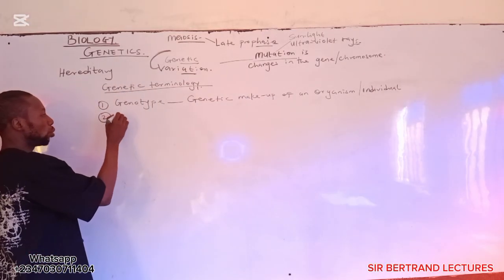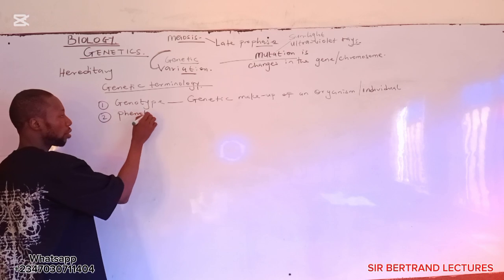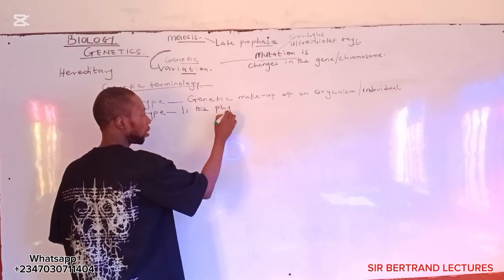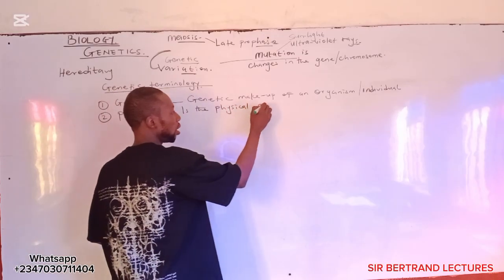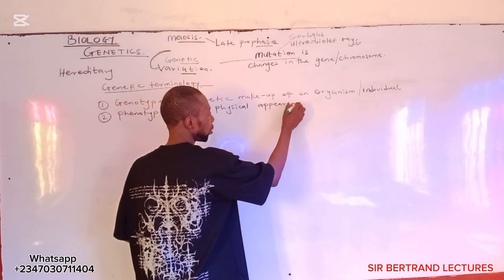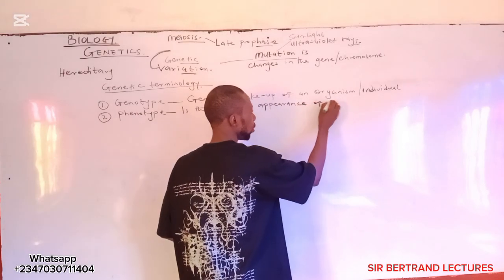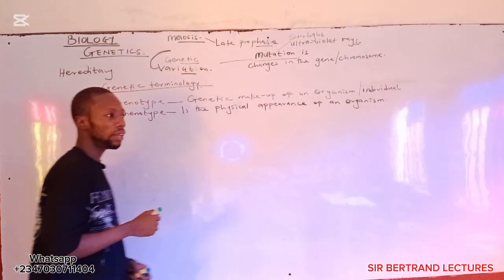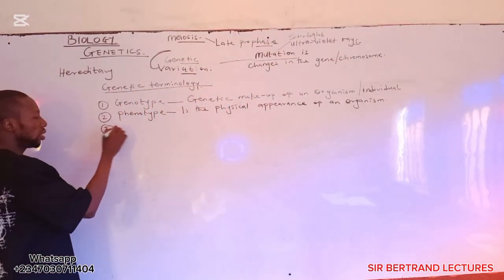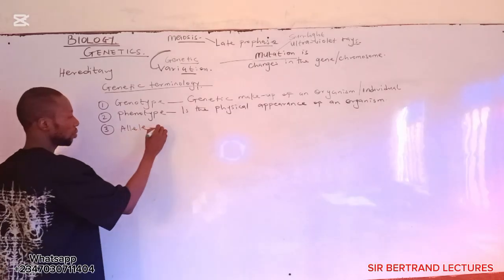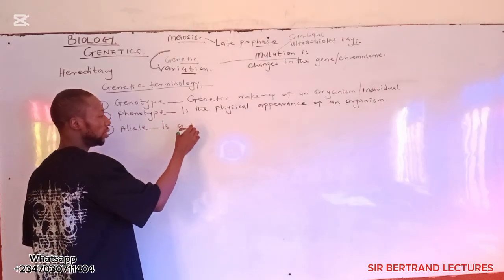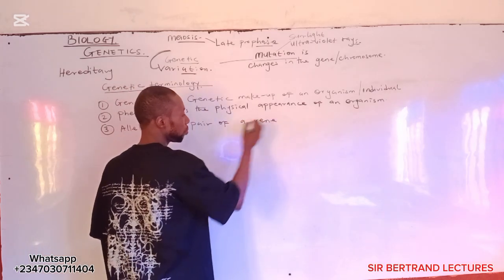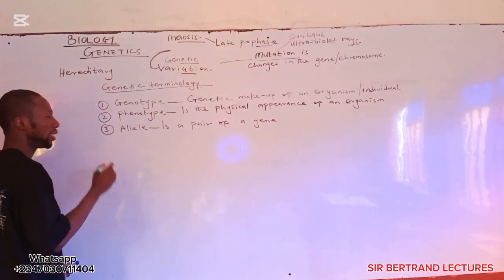Then number two, we have phenotype, which is the physical appearance of an organism. Okay? Number three is allele. Allele is a pair of a gene. A pair of a gene is allele.